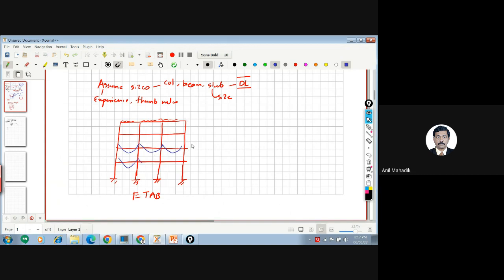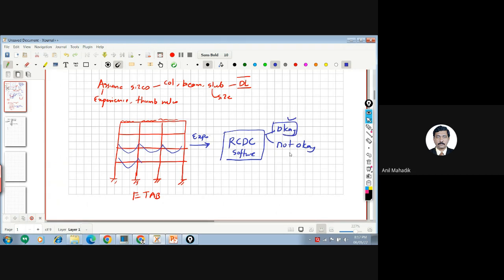Now, what I am doing is exporting this to the RCDC software. RCDC is the software we have for design. Once exported, RCDC takes the sizes from ETABS only. It will tell you whether the members are okay or not okay. Okay means there is no problem. Not okay means there is a problem.